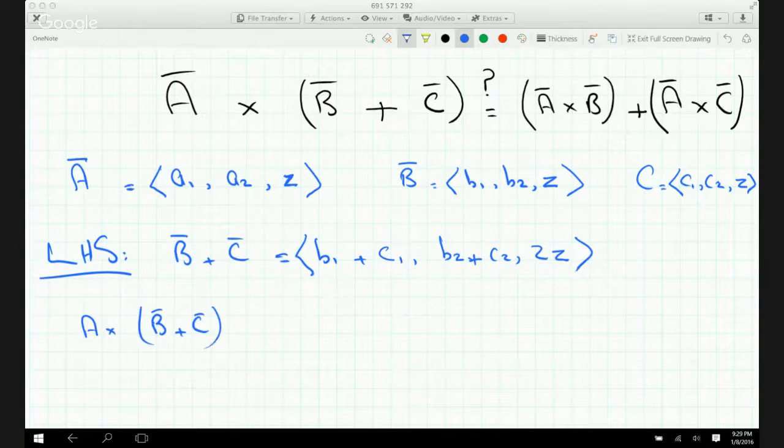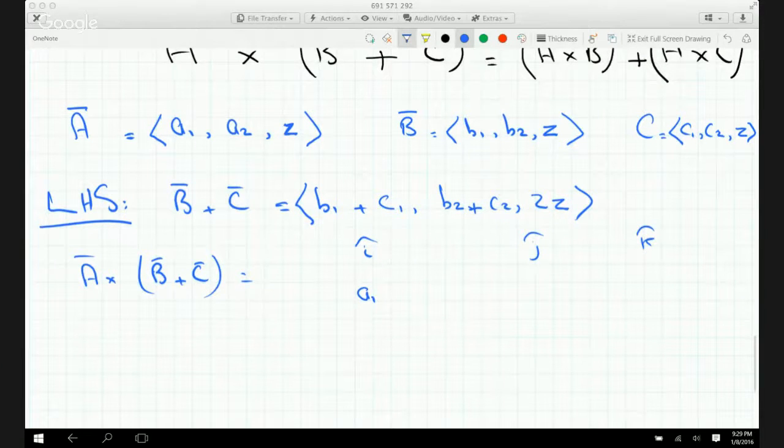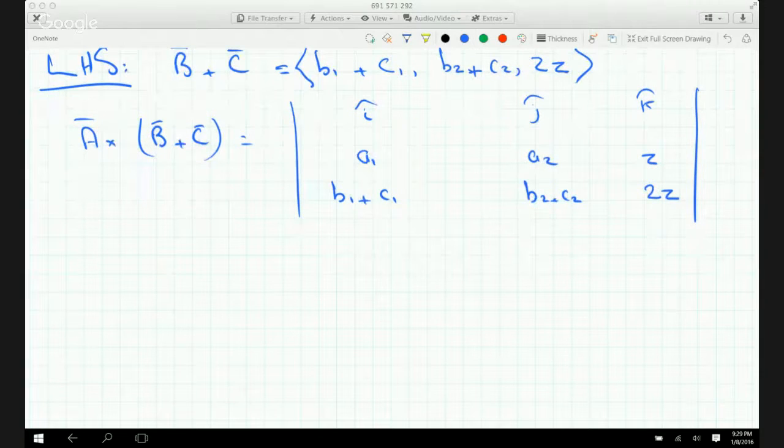You remember how to do the cross product? It's just the i, j, k. So A is A1, A2, Z. And this is B1 plus C1, B2 plus C2, 2Z. And you take the determinant of this, yeah? So we start with the i component. So we hide the ith column and the ith row.